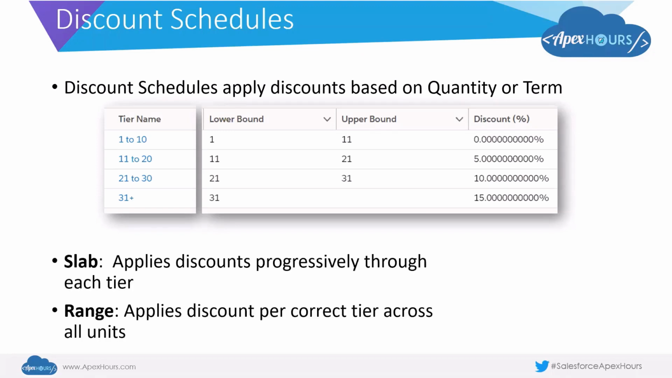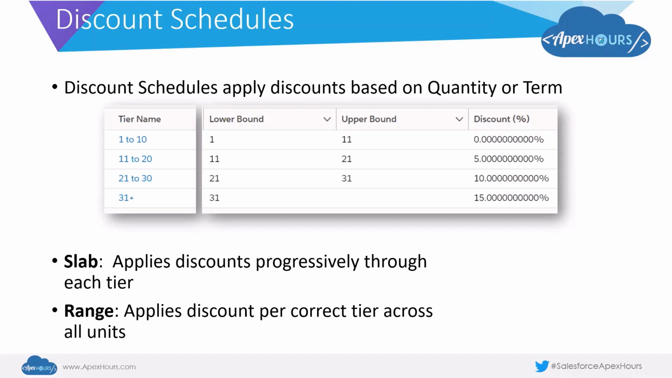So the way discount schedules work depends on our setting, whether it's a slab or a range. For a slab discount schedule, the discounts are applied progressively through each tier. So for a particular quantity which falls in the third tier, so let's say 25, it looks at taking the first 10 units, 1 to 10, as part of the first tier and applying the 0% discount. Then it takes the next 10 units from 11 to 20, applies 5%, and then takes the remaining of that last tier and applies the 10%. So it goes slab by slab and applies them progressively through each tier.